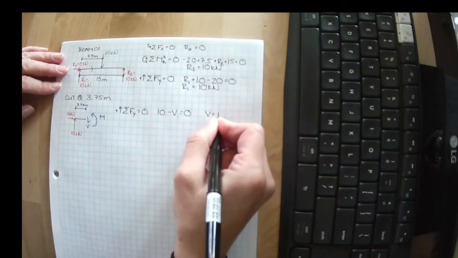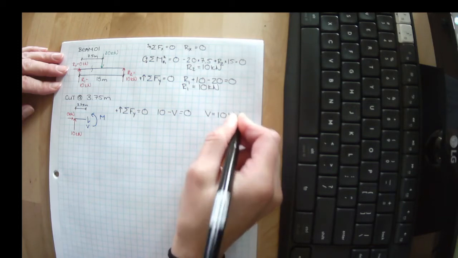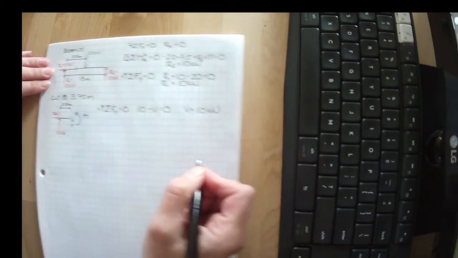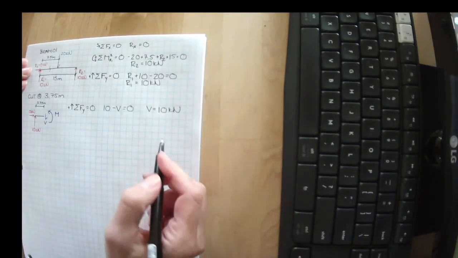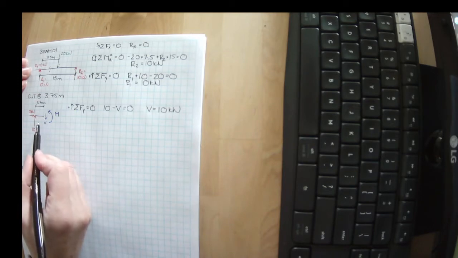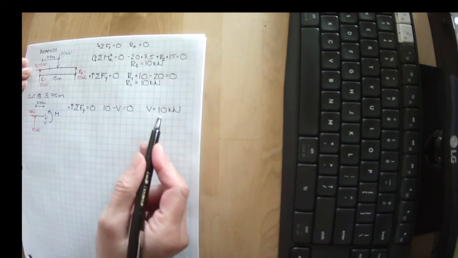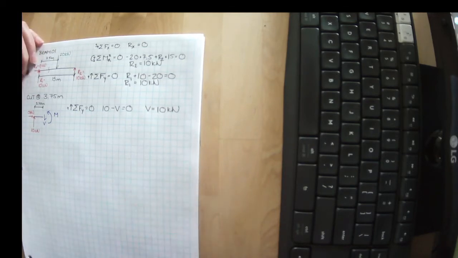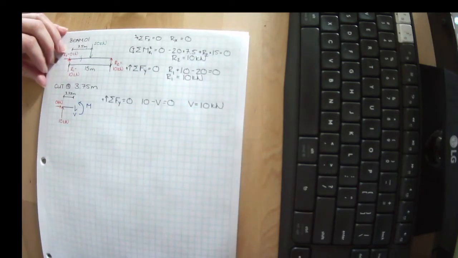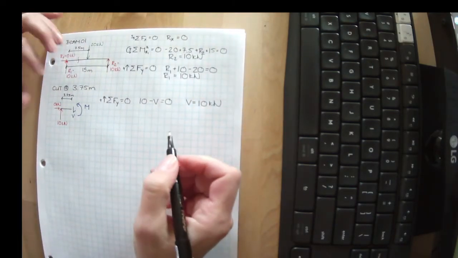V equals 10 kilonewtons. So the internal shear force at this point on this beam is 10 kilonewtons. So there's an internal shear force of 10 kilonewtons on this. I'm sorry, this is a little bit blurry, guys.